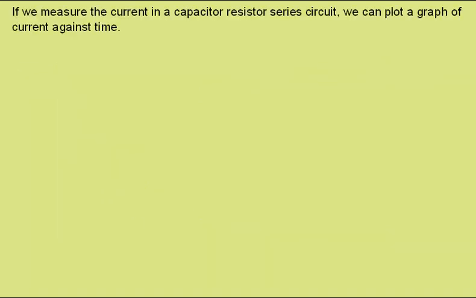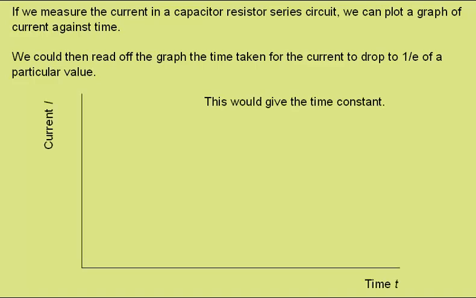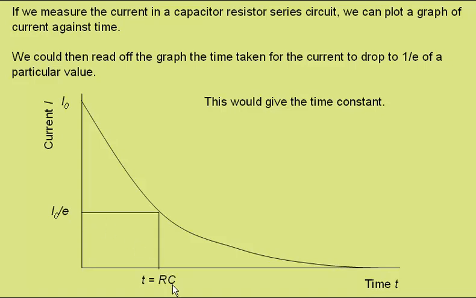If we measure the current in a capacitor-resistor series circuit, we could plot a graph of the current against time. We could then read off the graph the time taken for the current to drop to 1 over E of a particular value. This would then give us the time constant, as shown here. Here's our current against time graph, and we'd get a line something like this. If this was our initial current, if we find the value when we have 1 over E of the initial current, roughly a third of its initial value, and draw a line across, this gives us the time constant, RC.